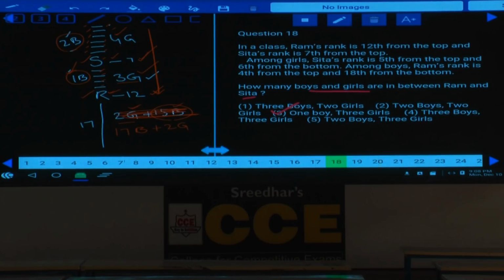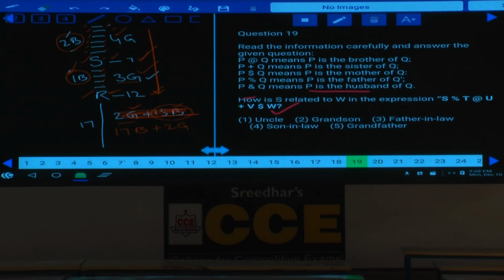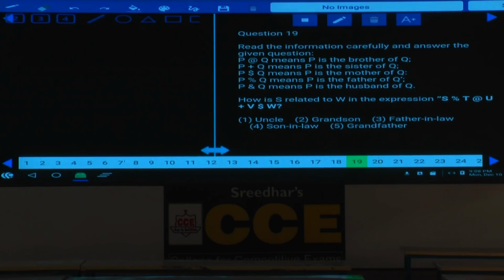Then question numbers 19 to 21 are based on blood relations, coded blood relation. Now in this one, the symbol @ stands for P is the brother of Q, and so on. What is the relation here? S % T @ U + V $ W. Then percentage stands for S is the father of T. S is the father of T can be written like this.